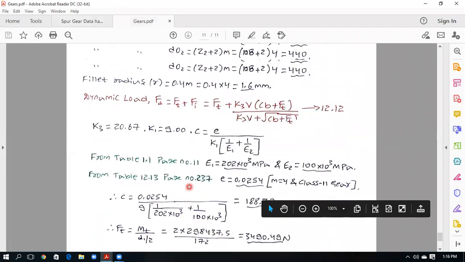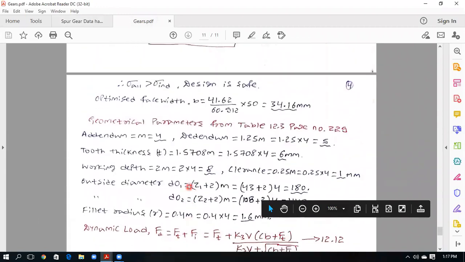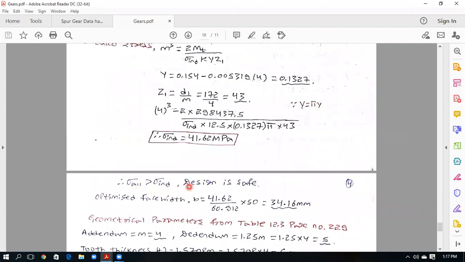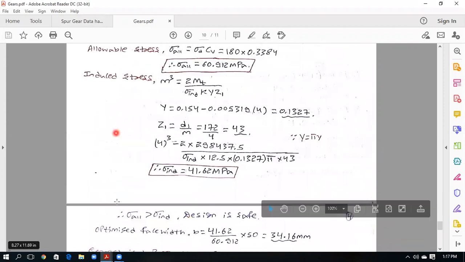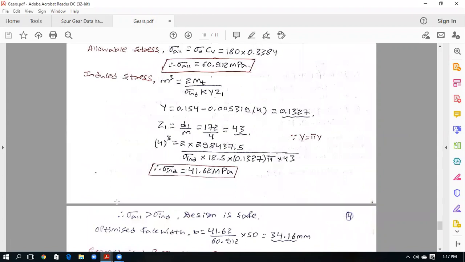Any other doubts? Others, did all of you understand? Or if you still have any doubts, you can ask me. This is the last problem which I will be solving on gears. These are the two varieties of problem: one where the center distance is not given, and the other where the center distance is given. This is the complete design.